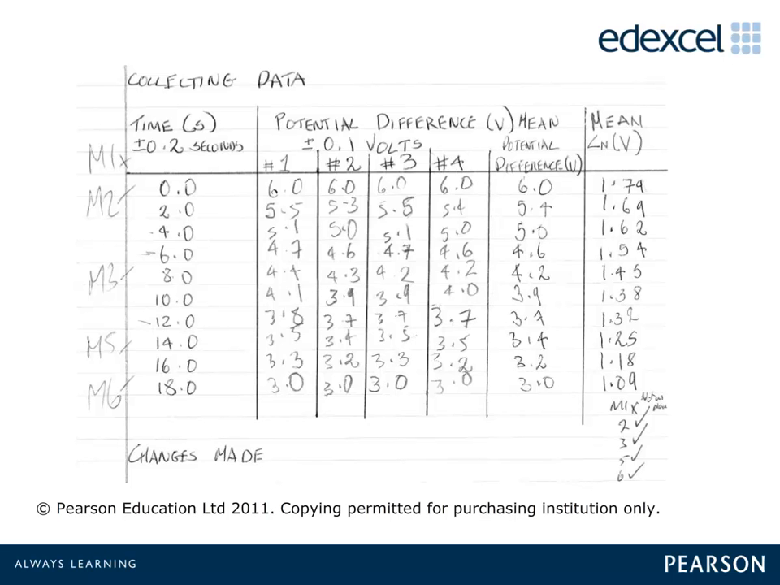M1 is not awarded. The units of the measured quantities are right, and there is an uncertainty shown for both of them. A good number of readings over a range that shows the potential difference to halve. M2, 3, 5, and 6 are awarded here.